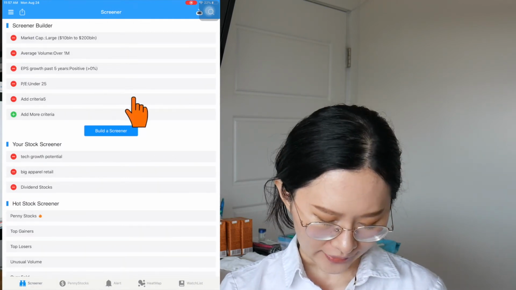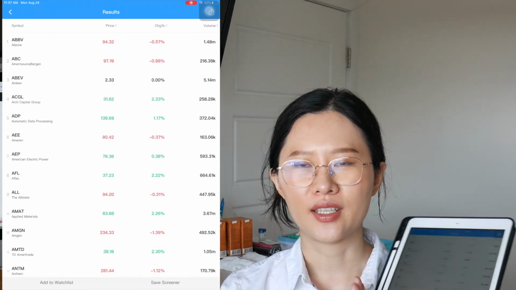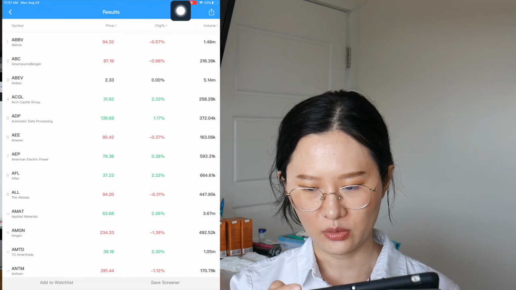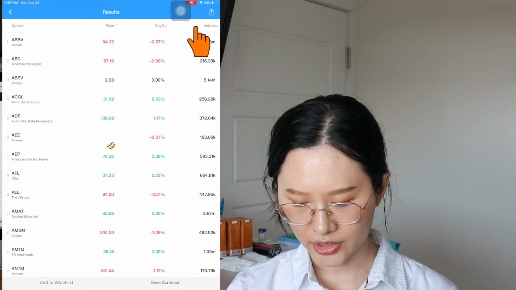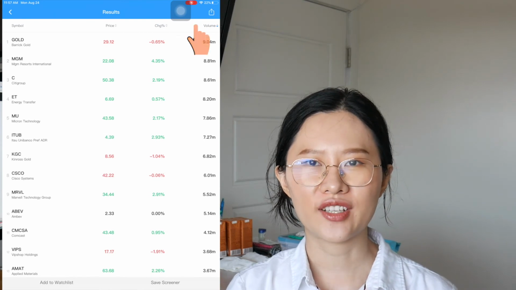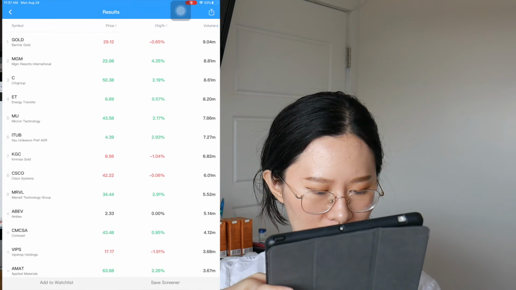And then I can press build a screener, and here are the stocks that are filtered out. I will sort the stocks by volume, because the more people are trading the stock, the easier it is to get in or get out. Here come the lists.